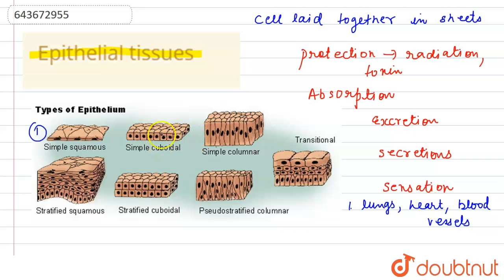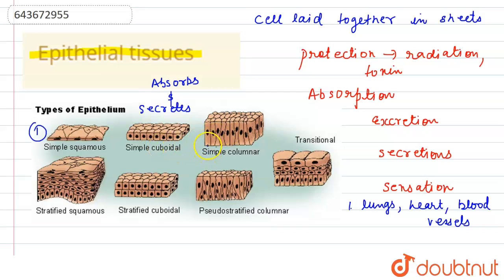Now next we have the simple cuboidal cells. We can see that they are cuboid shaped, right? Their role is secretion and absorption here, right? So they are involved in the secretion and the absorption here, and they are found in the glands and they are found in the kidneys here, right?